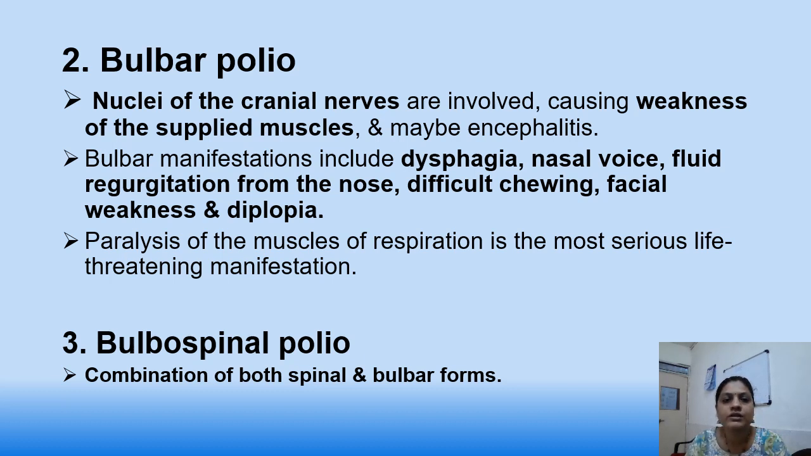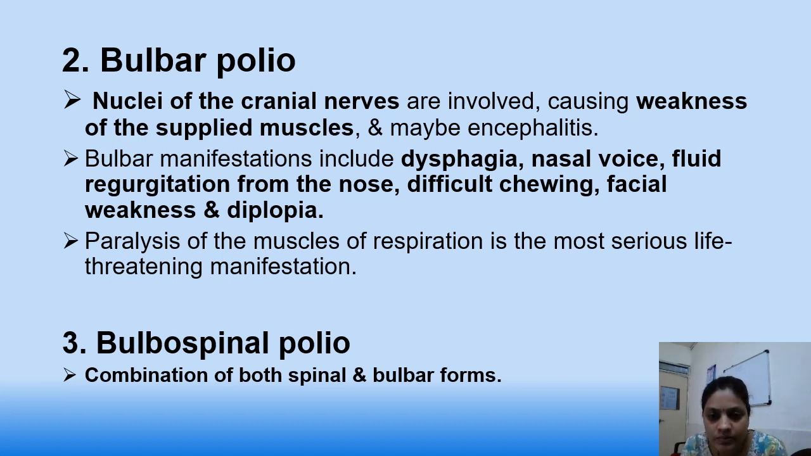Then bulbar polio is when the nuclei of the cranial nerves are involved, which can cause weakness of the supplied muscles and maybe encephalitis. Bulbar manifestations like dysphagia, that is, deglutition is not possible, food is not able to be swallowed, nasal voice, nasal twang, fluid regurgitation from the nose, difficulty in chewing, facial weakness and diplopia. So because of the involvement of the facial muscles, the oculomotor nerve, the facial nerve and the 10th nerve, we get to see these manifestations.